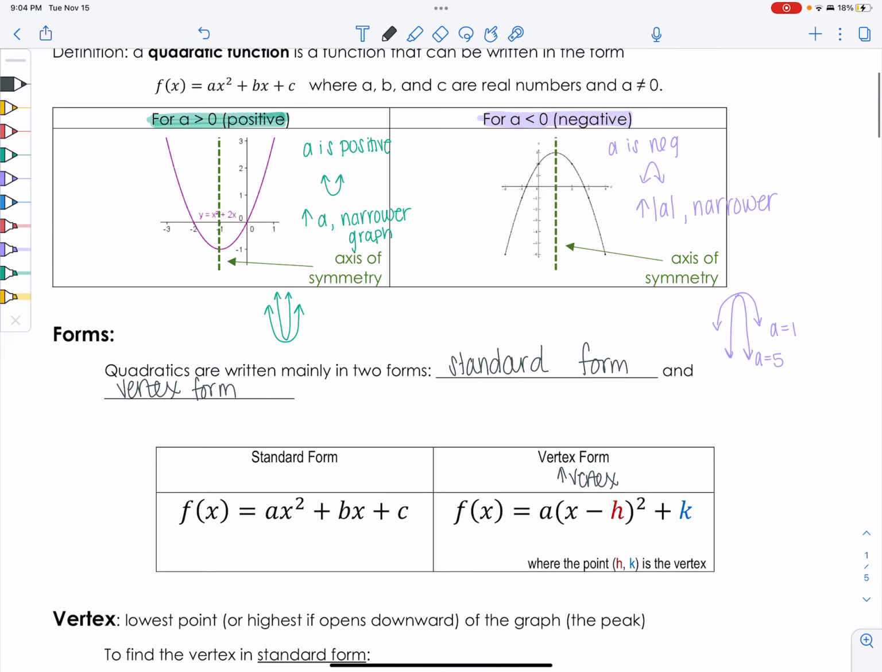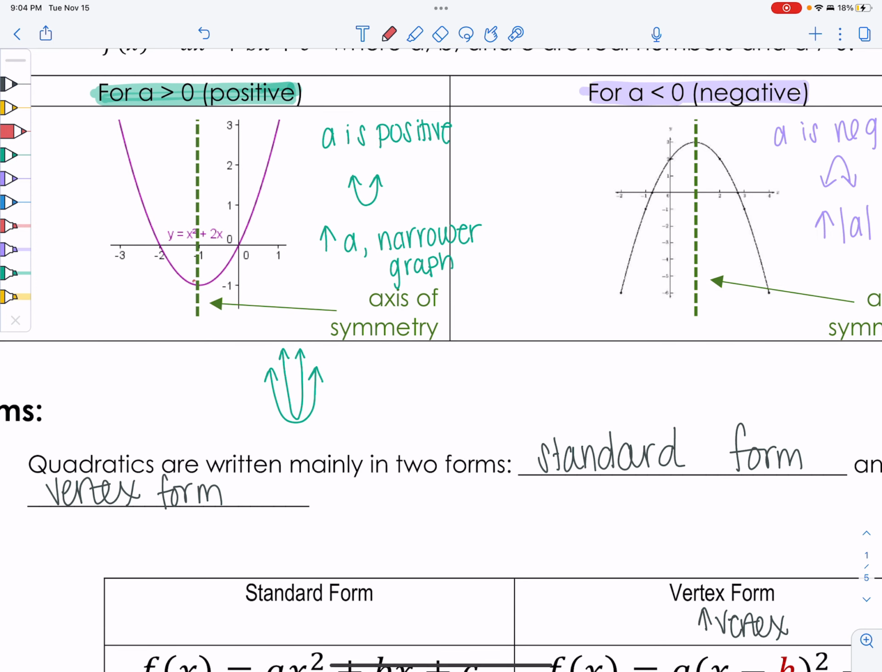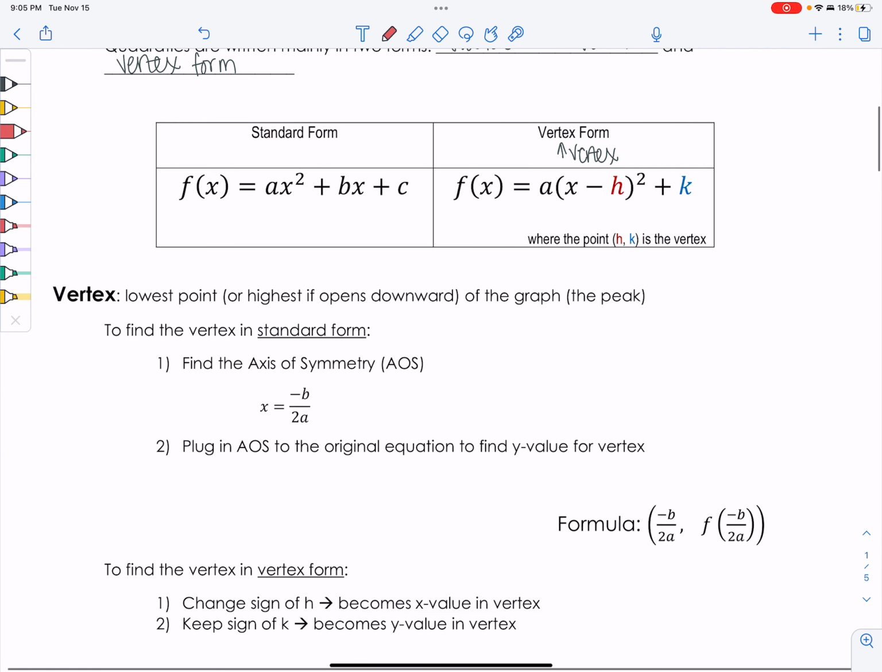So let's look back at these two examples we started with, and let's label. Here is a vertex, and here is this one's vertex. It's just the highest or the lowest point depending on the direction of the graph. So more generally, you can just look at a graph and point to the vertex.